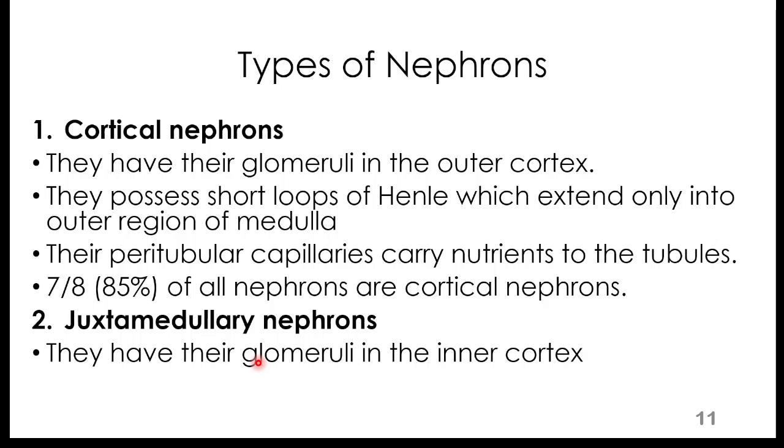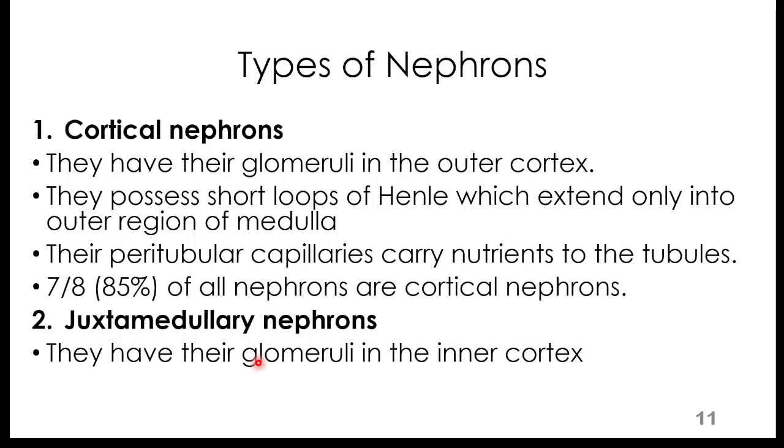Now, there are two types of nephrons. There are cortical nephrons and juxtamedullary nephrons. Cortical nephrons are so called because they have their glomeruli in the outer cortex. They have short loops of Henle, and their peritubular capillaries carry nutrients to the tubules. They account for about 85% of all nephrons.